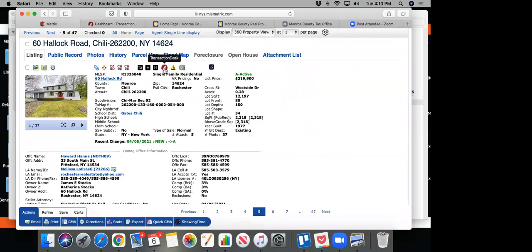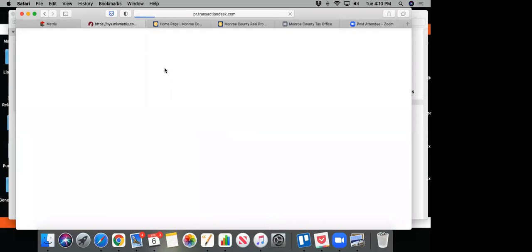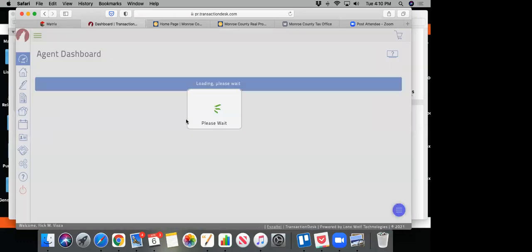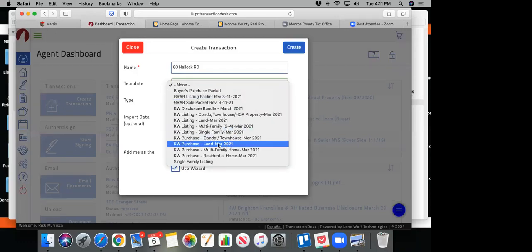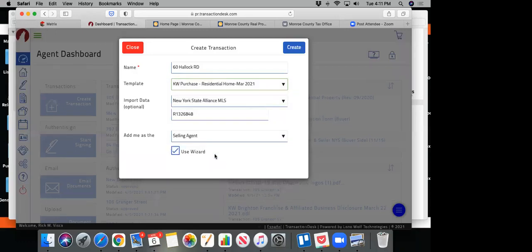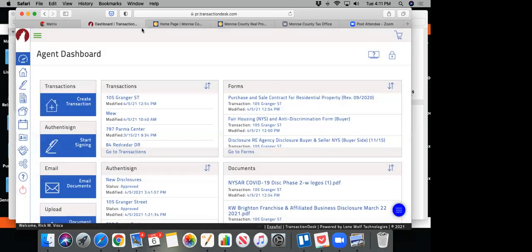Click the wolf. Type a transaction. If you want to write up an offer, residential home, all of the forms will be there for you. That would just save you a little bit of time.